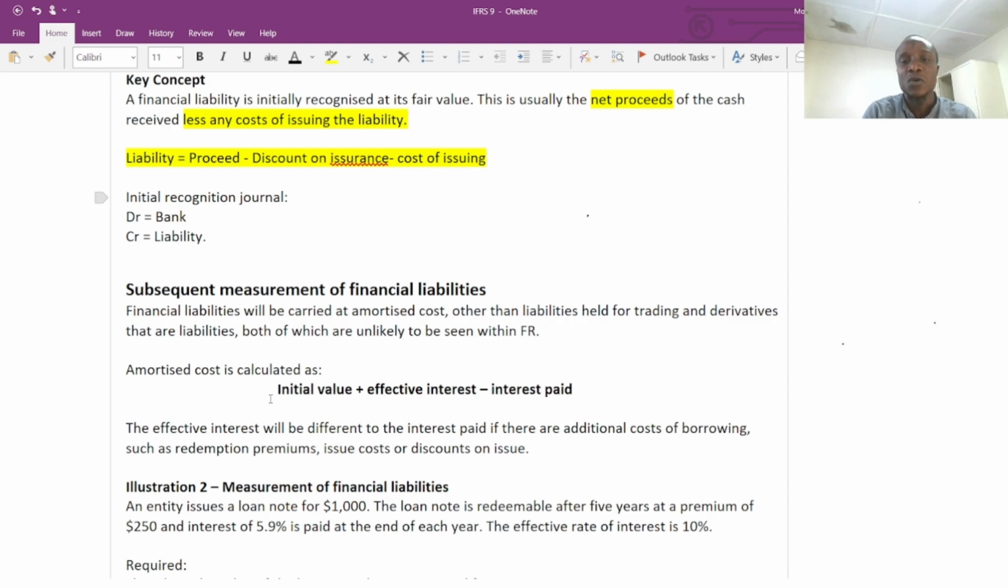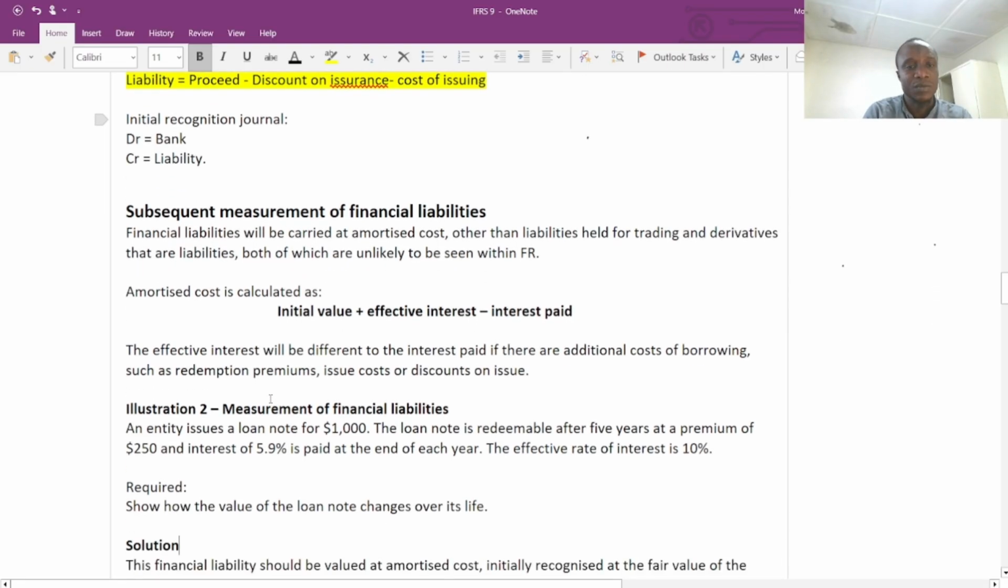Other than liabilities held for trading and derivative liabilities, both of which are unlikely to be seen in the financial reporting examination. Don't worry about it. So now what we should focus on here is how we can calculate the finance cost using the effective interest rate and how we can calculate interest paid, the actual cash payment. Very important concept. Now, let's understand a few things before I explain in detail.